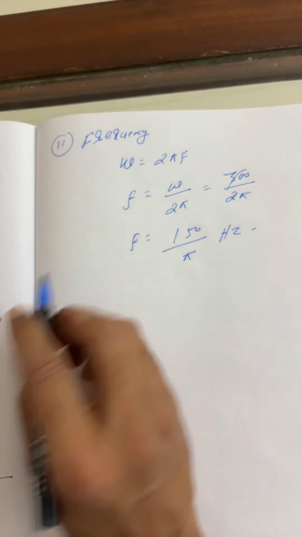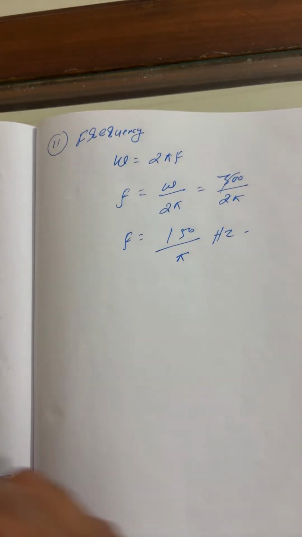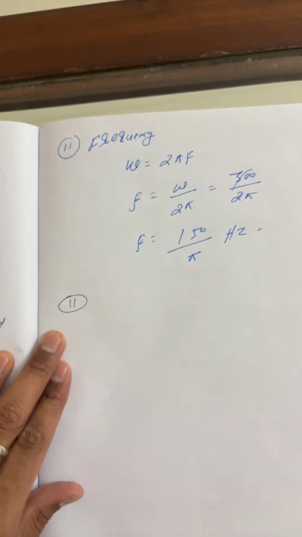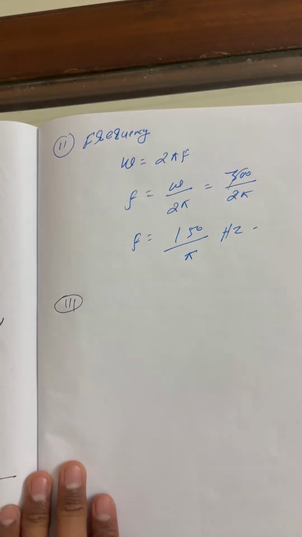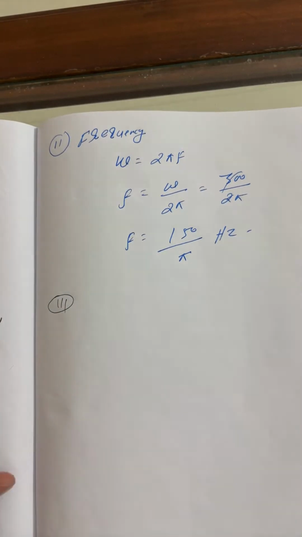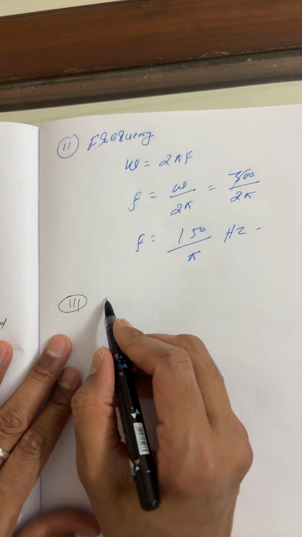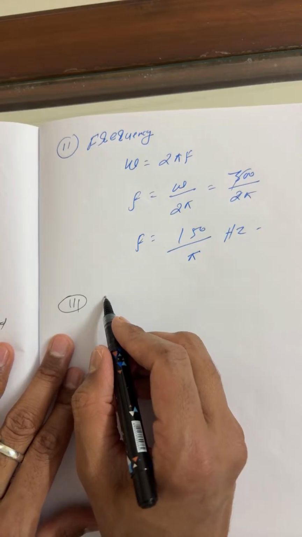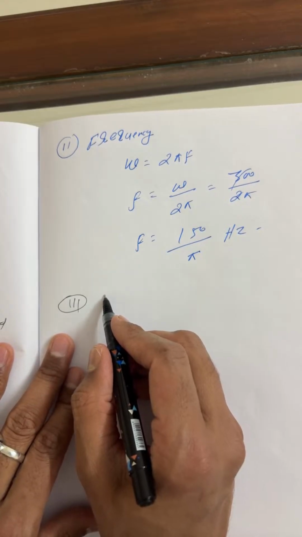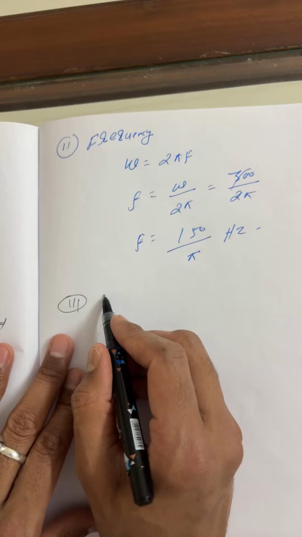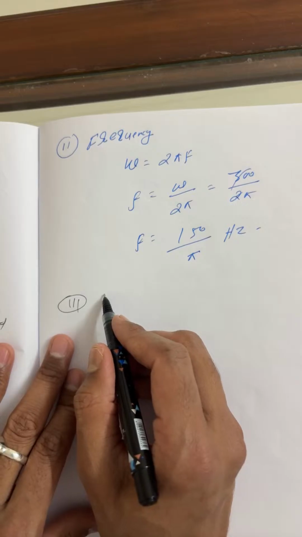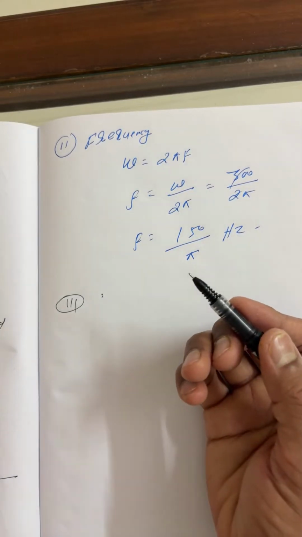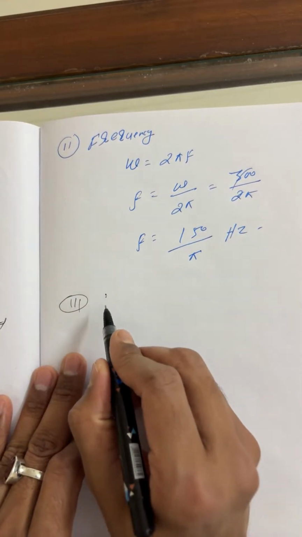Now have a look at part number 3. We have to find angular frequency. This is angular frequency. Frequency and angular frequency remain the same, omega only.